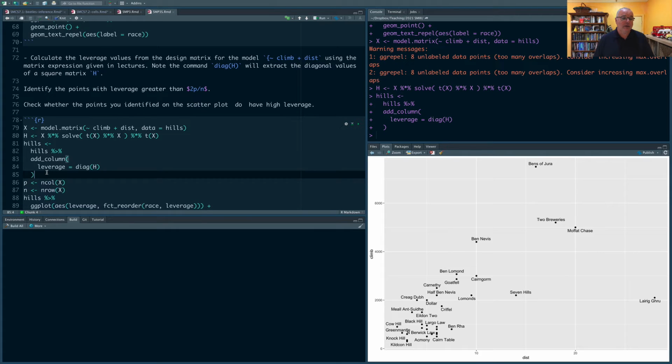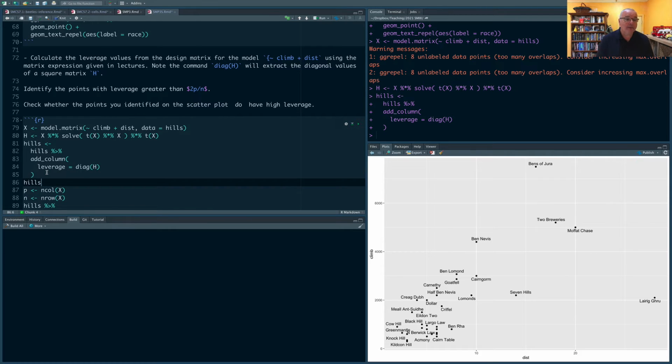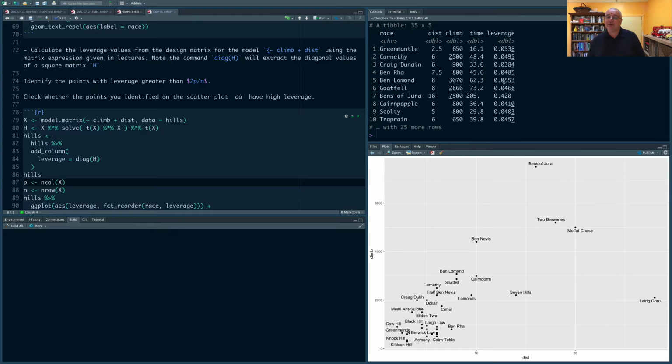If we now look at hills, we've got the leverage of each point under the model. We've got our climb and our distance, and that leverage is going to be high for any points that stick a long way away from anywhere else. So already we see that this Bens of Jura seems to be a long way away from everything else, which agrees with our plot here.